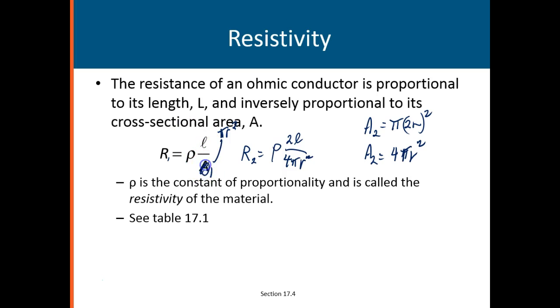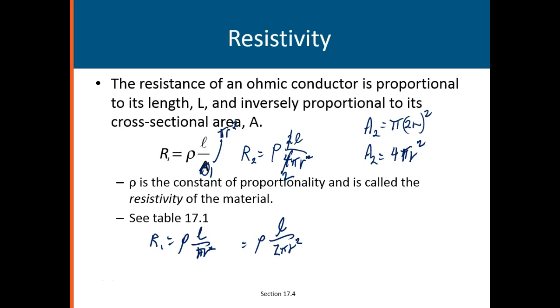So this one is, let me rewrite this. R1 is equal to rho L over pi R squared. And this is 2L over 4 pi R squared. Okay? So when you divide that out, your R2 is equal to rho L over 2 pi R squared. So that is exactly half of the resistance of this one.